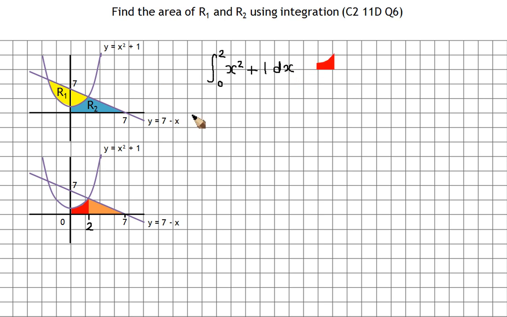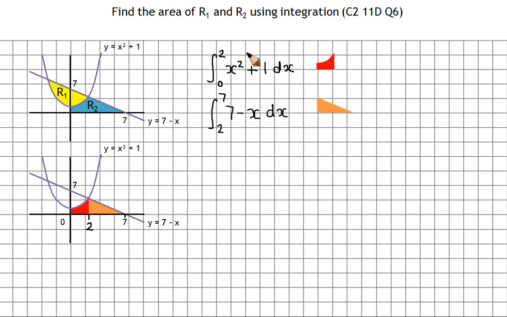We'll also need to do the orange portion, which is going to be the integral under the straight line. So it's going to be 7 minus x with respect to x. And that's going to be between the limits x equals 2 and x equals 7. And we should be able to see now that if we want to find R2, we've got to evaluate this integral, and then add these two portions together.